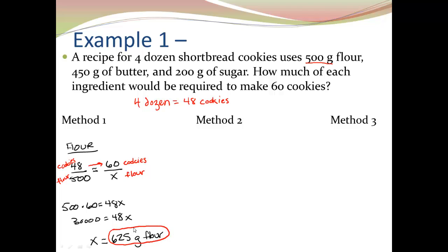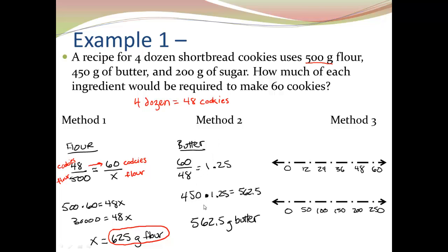Okay, so that's one way of doing it. Another way would be to say, okay, well, what am I multiplying this by to get this? So you can take that 60 and divide it by 48, and you're going to come up with 1.25, and that's what you would multiply each one of these by to figure out how much you need. Okay, because everything goes up with the same ratio. So then all I would need to do is take that 450 grams of butter times 1.25, which would give me 562.5. So we need 562.5 grams of butter.